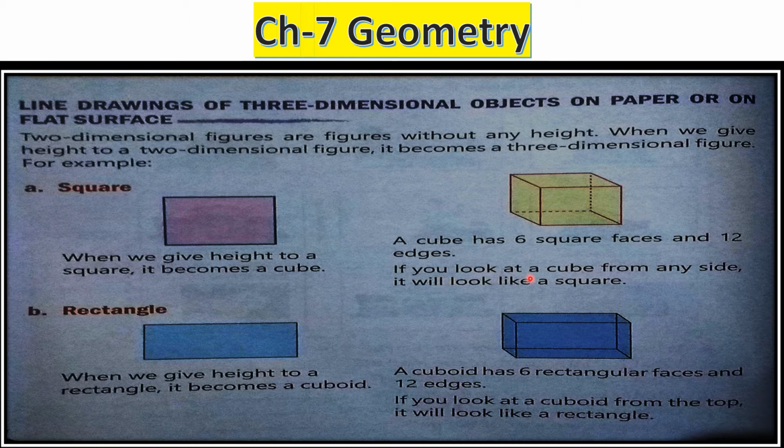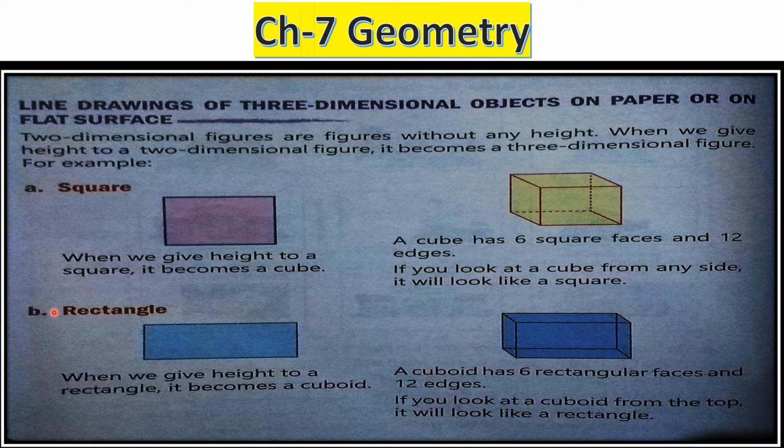If we look at a cube from any side, top, bottom, up, down, right, left, it will look like a square. Got it, children? It will look like a square because a cube is made up of squares. When we give height to this square, it will become a cube.